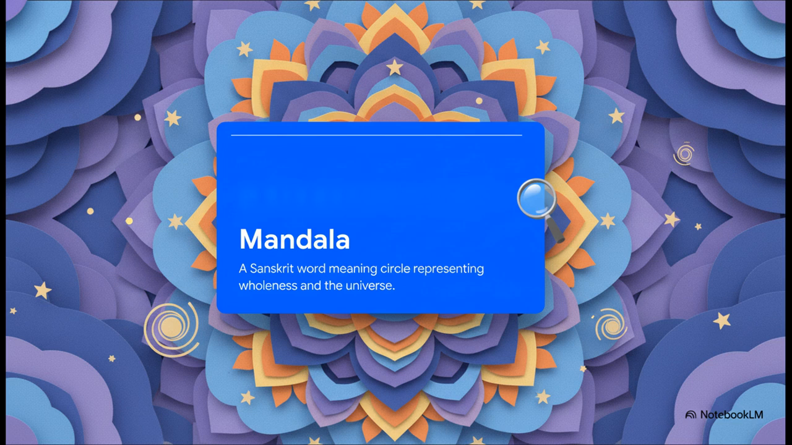Mandala is a Sanskrit word meaning circle or discoid object. But as this definition makes crystal clear, it is far more than just a cool piece of art. It represents wholeness, purity, and the total interconnectedness of the universe. It isn't just a drawing. It is quite literally a map of cosmic order.